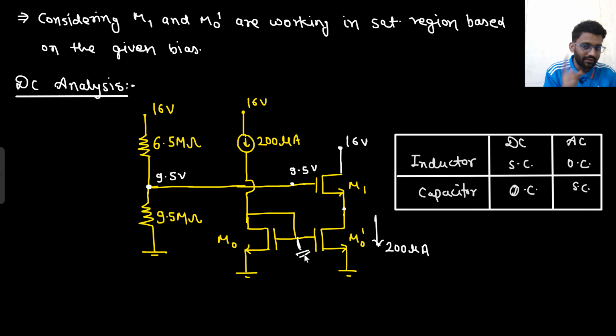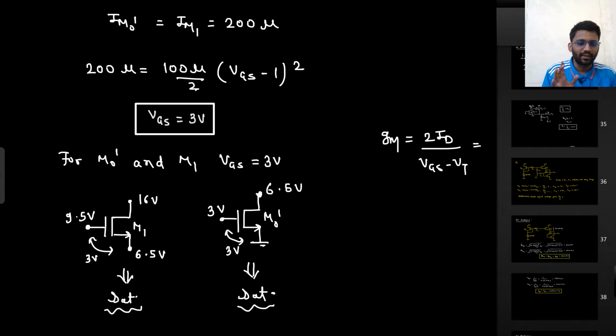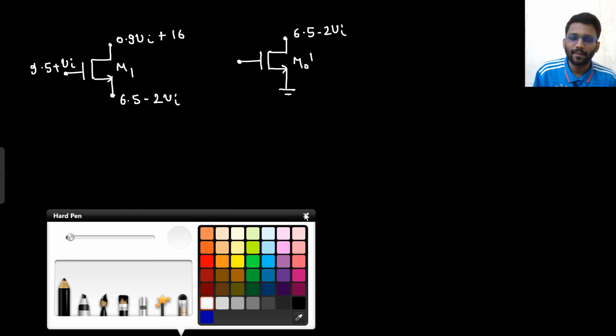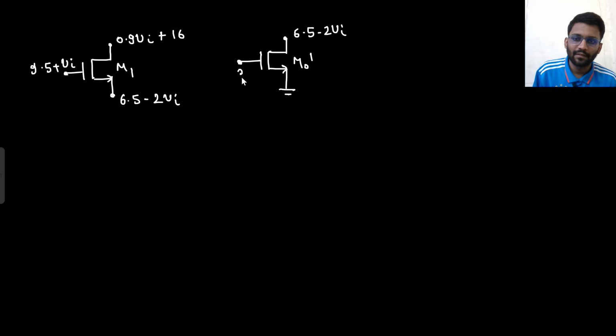This node was grounded when we were doing the AC analysis. So the AC signal is not there; the AC signal is 0. So this node is grounded, so 3 plus 0. So basically you are having 3 volt only here. Well and good.